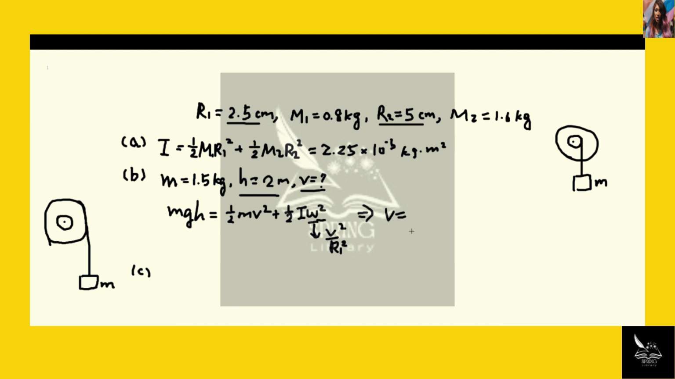We can solve for it to get the square root of 2 mgh divided by m plus I over r1 squared. Plugging in the numbers, we get 3.4 meters per second.